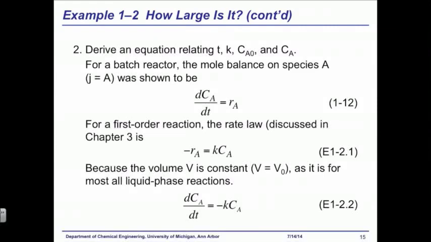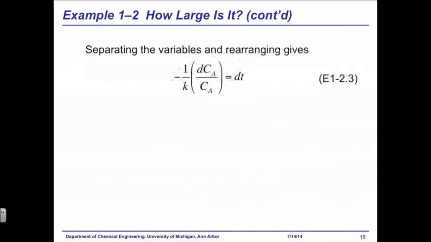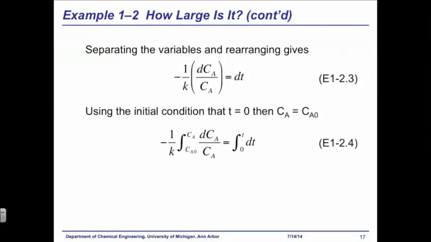Because the volume V is constant, as it is for most all liquid phase reactions, we can then get our terms and rearrange them such that we have the equation here. dCA/dt is equal to minus k times CA. Separating the variables and rearranging will give us minus 1 over k times dCA over CA is equal to dt.